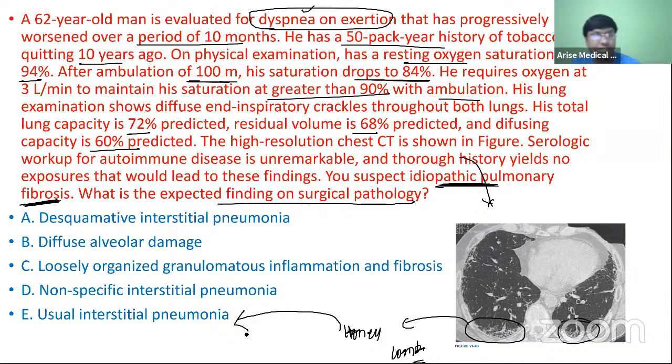Very good, Avinash. So Avinash has answered it. You have cracked it. So you will see that in case of the usual interstitial pneumonia, the answer is E. Right. Now, very good, Avinash.